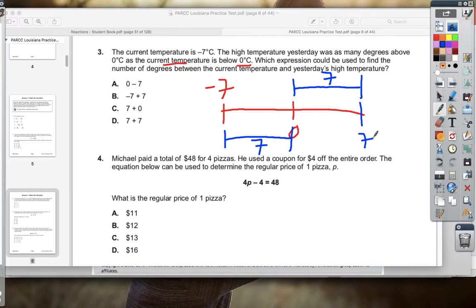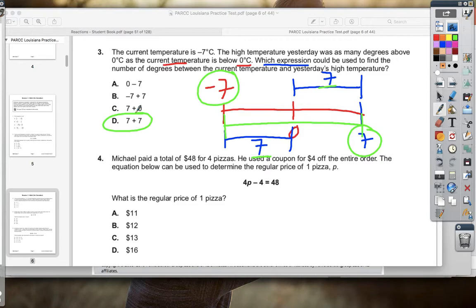Now, my answer is not done yet. It says, which expression could be used to find the number of degrees between the current temperature and yesterday's temperature? So we're looking for this whole distance here. So let's come on over and say, it's a 7 and a 7. Sure enough, we have a 7 and a 7.